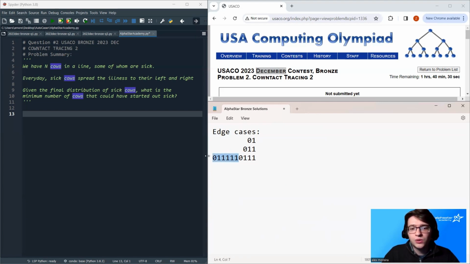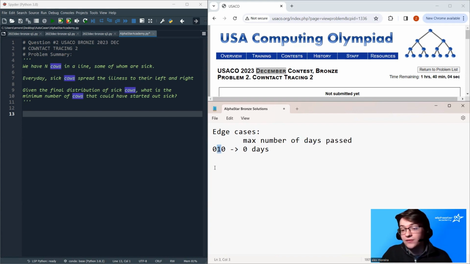But right now, let's just try to get a map between how many sick cows there are in an interval and the maximum number of days that could have passed to produce that. So if there's 1 sick cow in an interval, then obviously 0 days, the max number of days that could have passed, so this is max number of days passed, that has to be 0, right? This cow can't have spread it anywhere. Similar for 2 cows. We also get 0 days have passed.